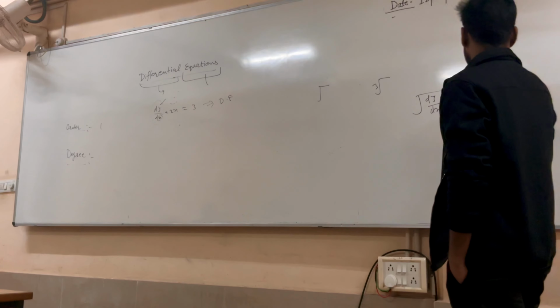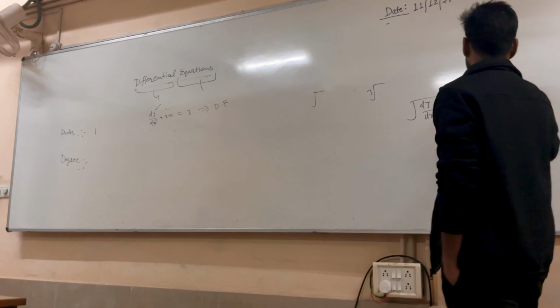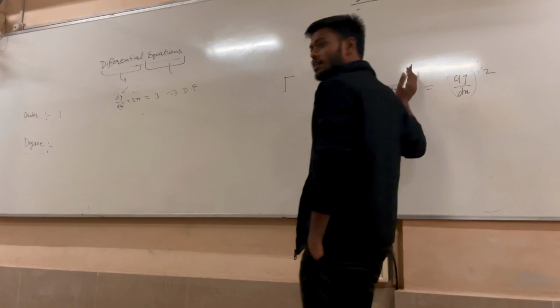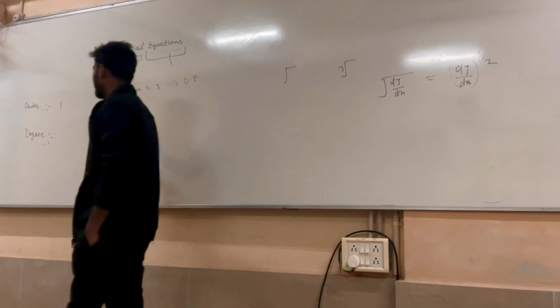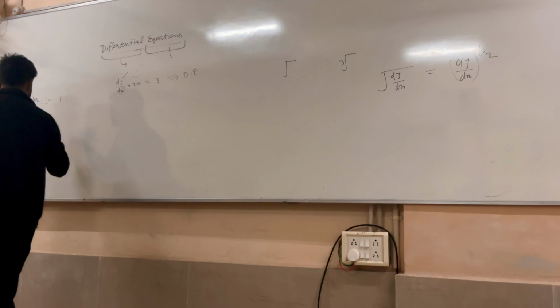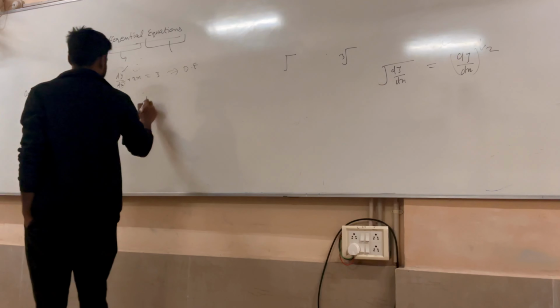Radicals are of this type, like the square root of dy upon dx, or dy upon dx to the power 1 by 2. These are types of radical functions. So what is the degree of this differential equation? It is 1. Let's take an example.